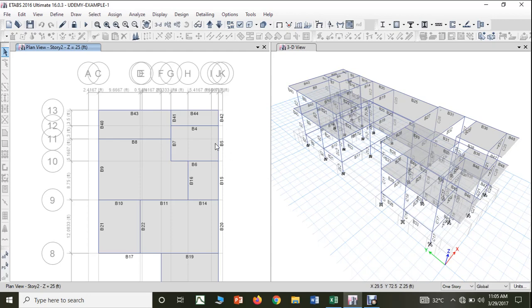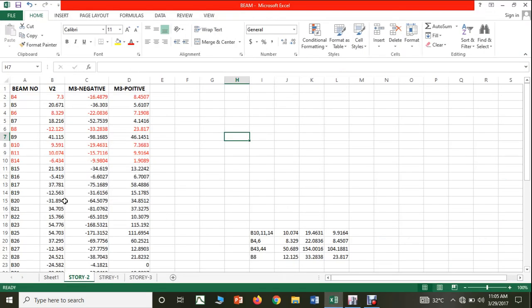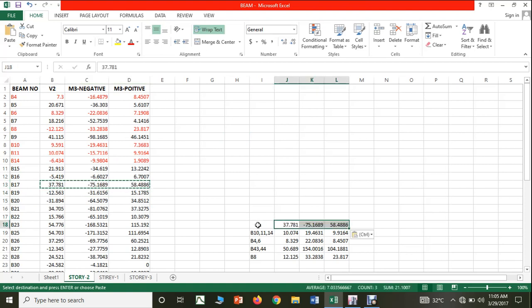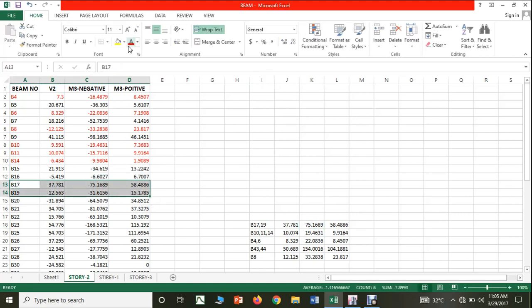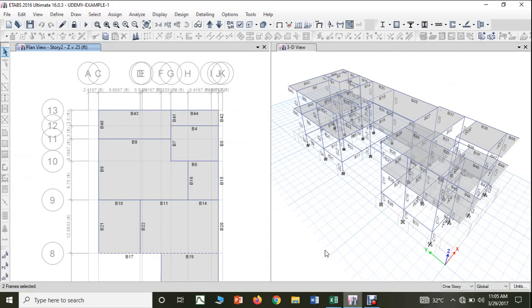The next one after that, you can have beam 17 and beam 19. Obviously this will be the highest, beam 17 and 19. So beam 17 and 19.